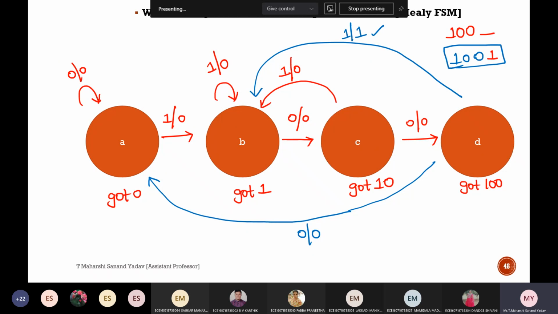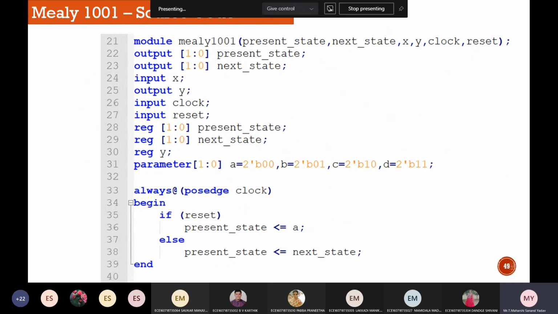So simply by seeing the state diagram you have to write the code. Suppose this particular state diagram is wrong, then your code will also be wrong. See here. Module name and port list. Here the port list is present state, next state, input X. Output you can write as Y, or according to our sequence you can write Z also, no issue. So remember that sequence. Inputs we represent using X, output with Z.